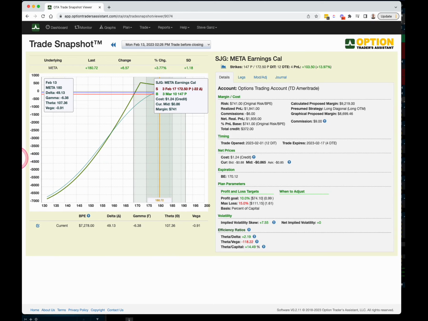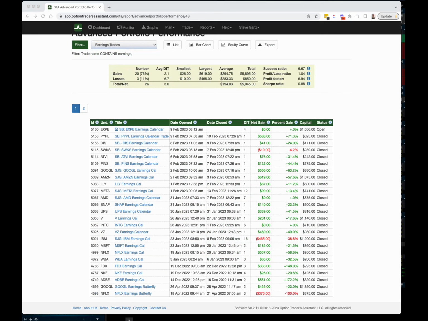intact here. In fact, let me go pull up that report real quick. So this is our string of earnings trades. We've had 20 winners, 3 losers, and these are the stats on all of them. Here's our Meta one that we just now closed. And if we take a look at the equity curve here, I should also say that this one isn't quite accurate because I had to take some assignment on that one and I had to adjust it a little bit. It's actually a little less of a loss than that, but it was still a loss.